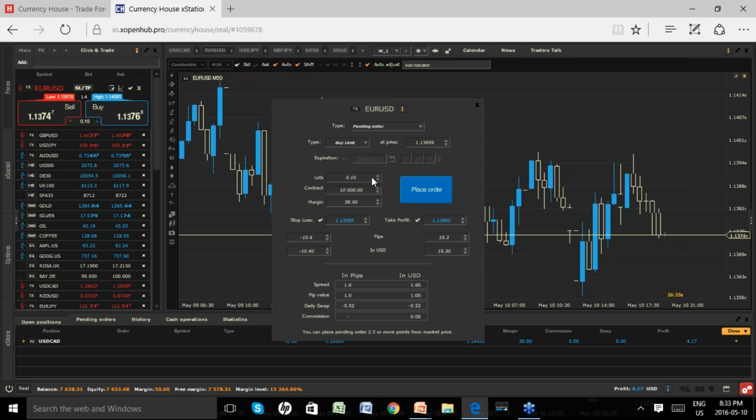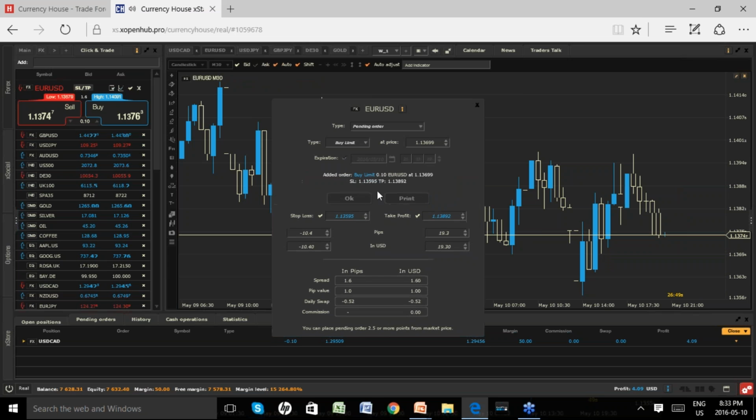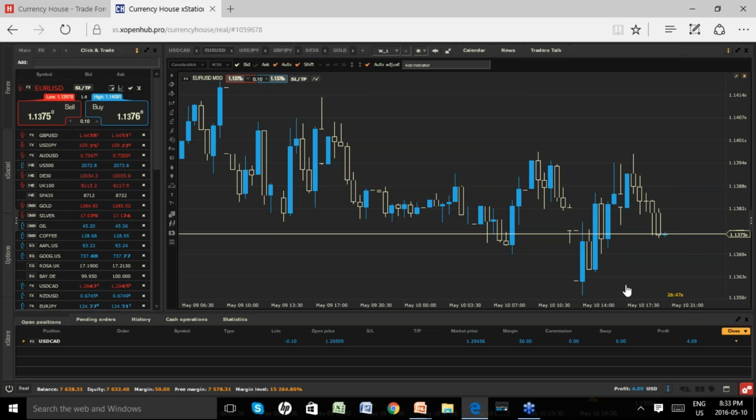All right, so we're all good there. Our lots is at 0.1, perfect. Let's go ahead and place that order. So now we'll see our line strike. So see, we have our buy limit placed right here.